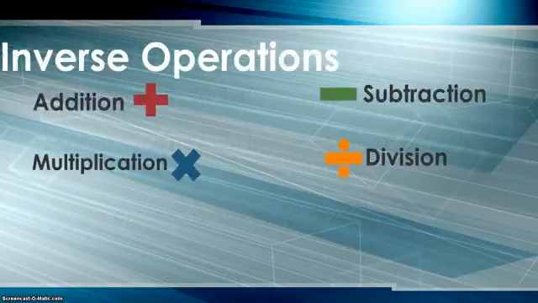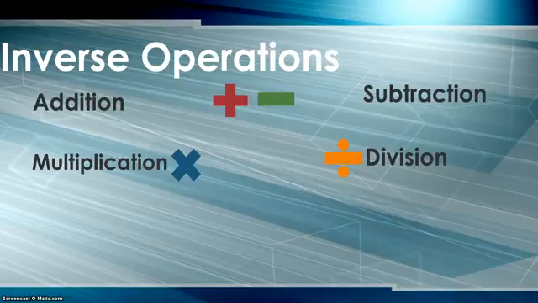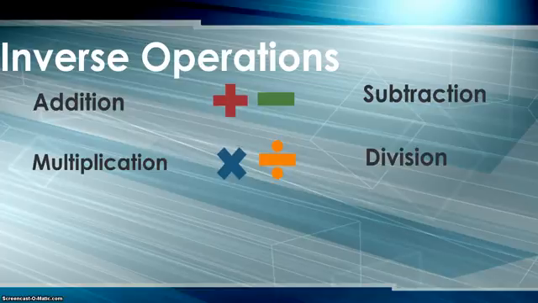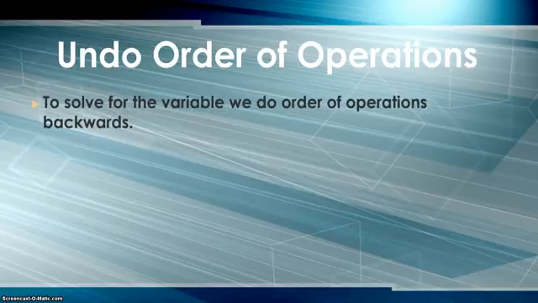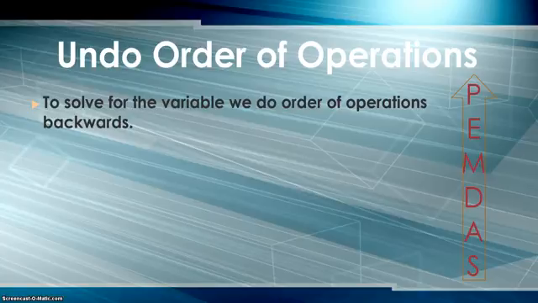So if we're looking at some operations, addition and subtraction undo each other, so they're called inverse operations, and multiplication and division undo each other, so they're also called inverse operations, or inverses of each other. Now, when we're going to solve an equation, we're going to undo order of operations. So, we're going to look at our PEMDAS, but we're going to do it backwards. We're going to start with addition and subtraction, then division and multiplication, and then exponents and parentheses. In 1 and 2-step equations, though, we'll just be dealing with multiplication, division, addition, and subtraction.